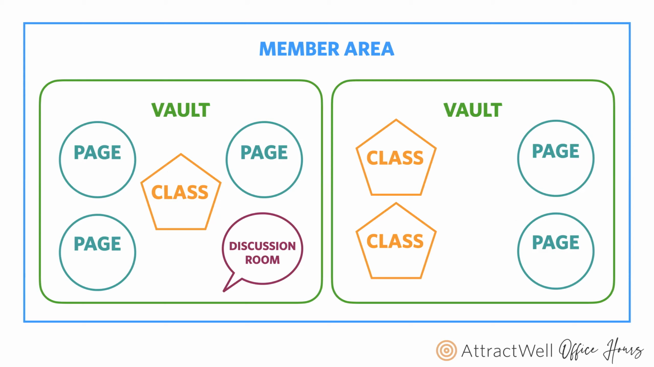That's how they get in. And once they're inside, they can see one or more vaults. Now, vaults can offer things like courses, programs, free communities, lots of different things, but everything in the member area has to live in a vault. And inside of a vault, you have any number of 3 different features: pages, classes, and discussion rooms.